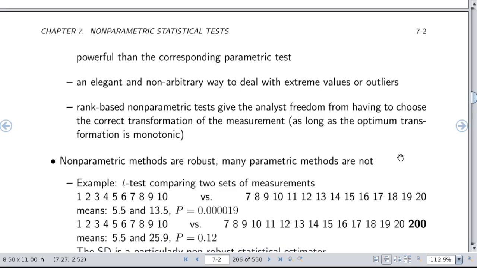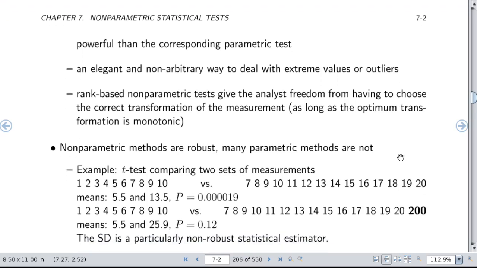And here's a really good example, I think. You're comparing two sets of measurements, so it's a two-sample problem, and we've got some very simple data. In sample one, or group A, the data are just the integers 1 to 10, and in group B, they're the integers 7 to 20. And the means of those two groups, respectively, are 5.5 for this group and 13.5 for this group. And the two-sample t-test, two-tailed p-value, is very, very small.